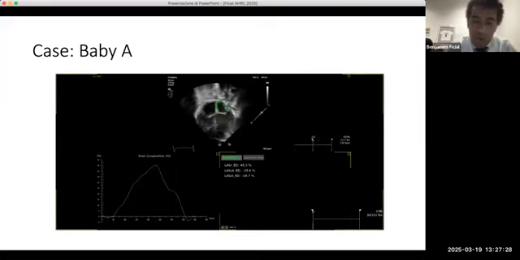So this is a normal baby, a normal term neonate. I think we did this echo for research purposes. He or she was selected as a healthy control. As you can see, the LV function is completely normal, so we can assume that LV end-diastolic pressure is normal and left atrial pressure is normal. And as you can see, left atrial strain reservoir is 45%.